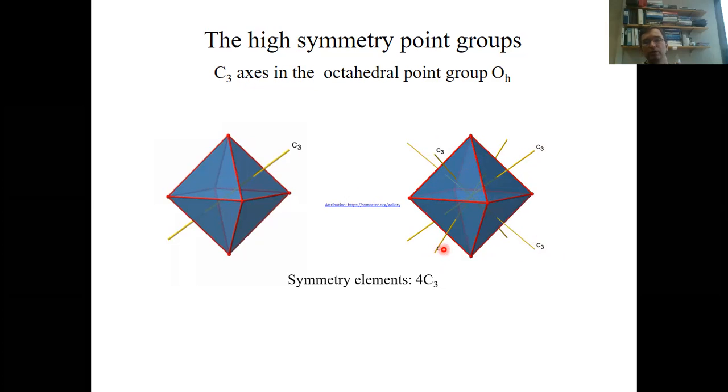So now, how many symmetry operations are associated with these 4 C3 axes? When we consider only one C3 axis, then in principle, we have to consider everything between C3^1 and C3^3. C3^3 is the same as the identity, so we only need to consider C3^1 and C3^2. That gives 2 symmetry operations per symmetry element. We have 4 symmetry elements, so 4 times 2 is 8 symmetry operations. 4 of them are the C3^1, and the other 4 are the C3^2.